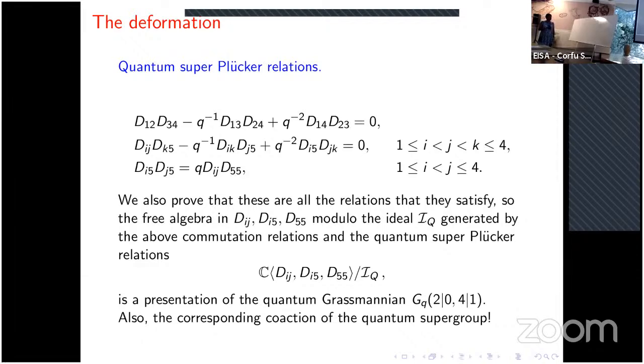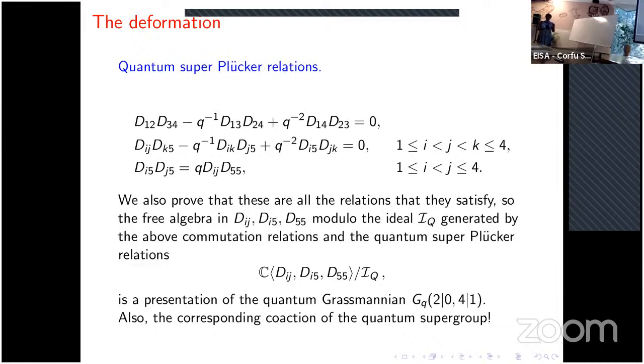And what we also do, and this is the more difficult part, is to prove that these relations are all the relations that these determinants satisfy. Then we can say that our quantum superalgebra has a presentation in terms of the free algebra generated by D_ij, D_i5, and D55, modulo the ideal generated by the quantum super Plücker relations and the quantum commutation relations. This is a presentation of the super Grassmannian.